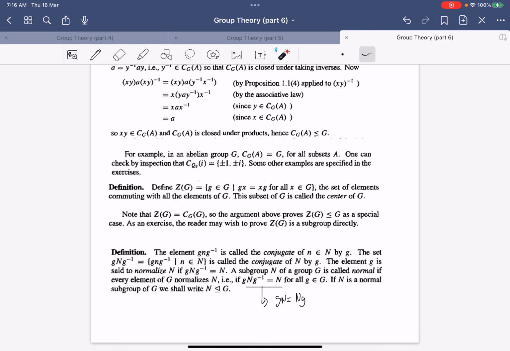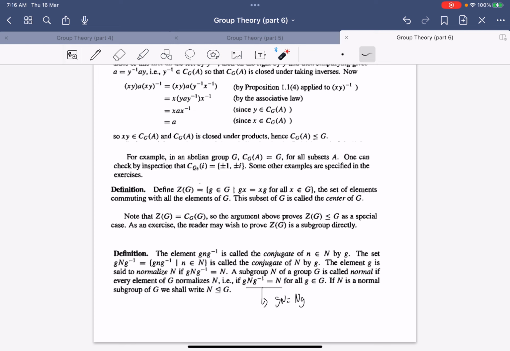Some examples: if G is abelian, then of course every element commutes, so the centralizer is just the whole of G. And we define the center of G to be all the elements in G that commute with all other elements in G. So this is called the center of G. And we can easily say that the center of G is just the centralizer of G, showing that the center of G is a subgroup of G as well.